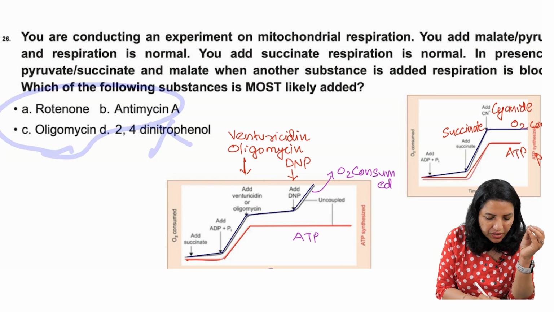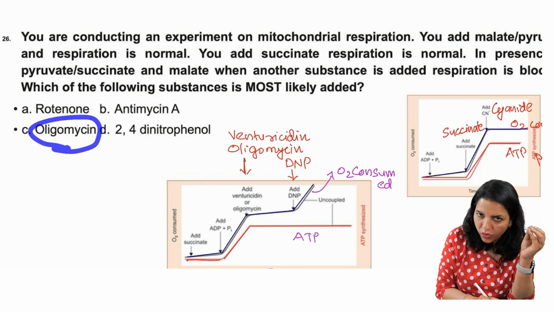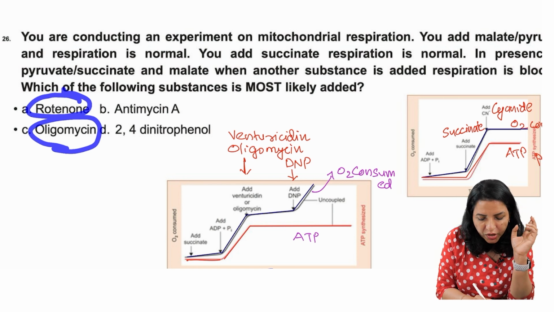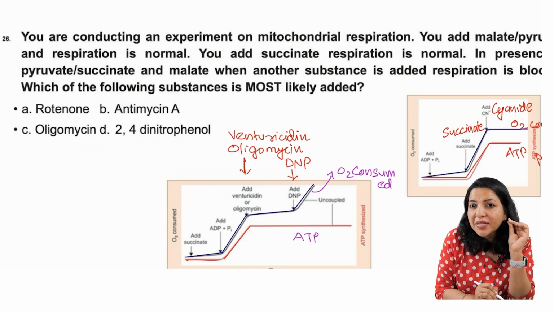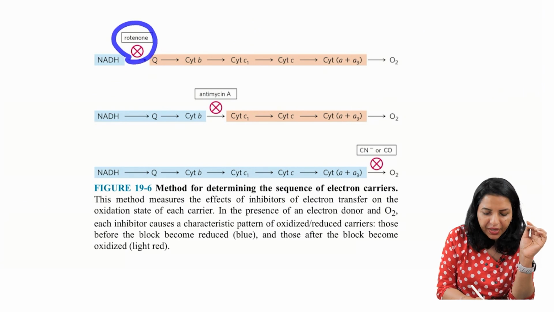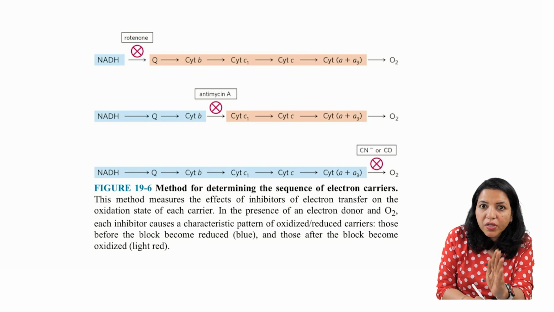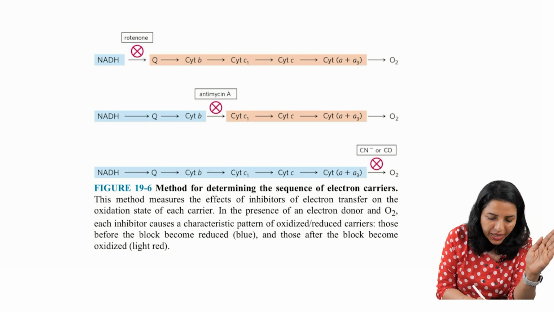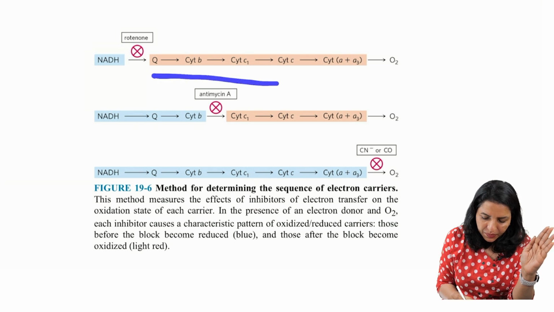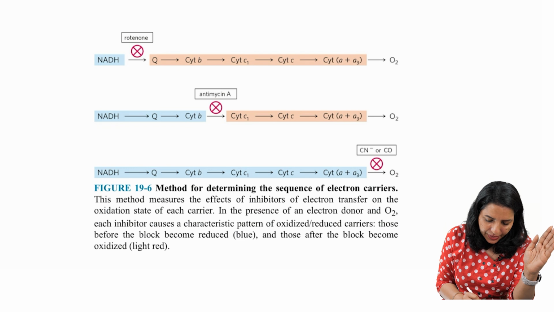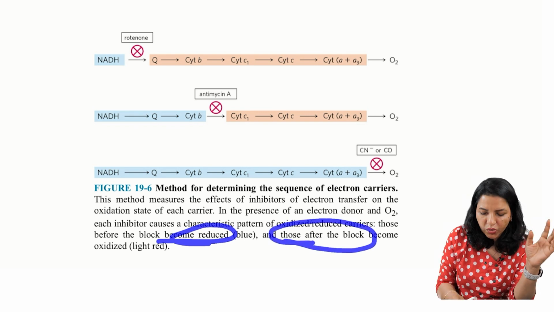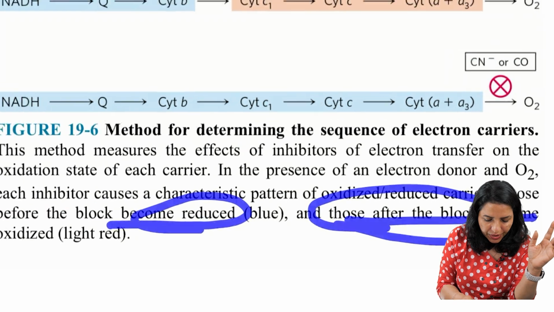In this, oligomycin is an inhibitor of oxidative phosphorylation. Rotenone, what is it? It is a complex 1 inhibitor. What about antimycin A? It is a complex 3 inhibitor. Now you see this picture. If rotenone is added, whatever complexes or redox couples are prior to the block become reduced, like the electron donor, and whatever is after the block becomes oxidized.